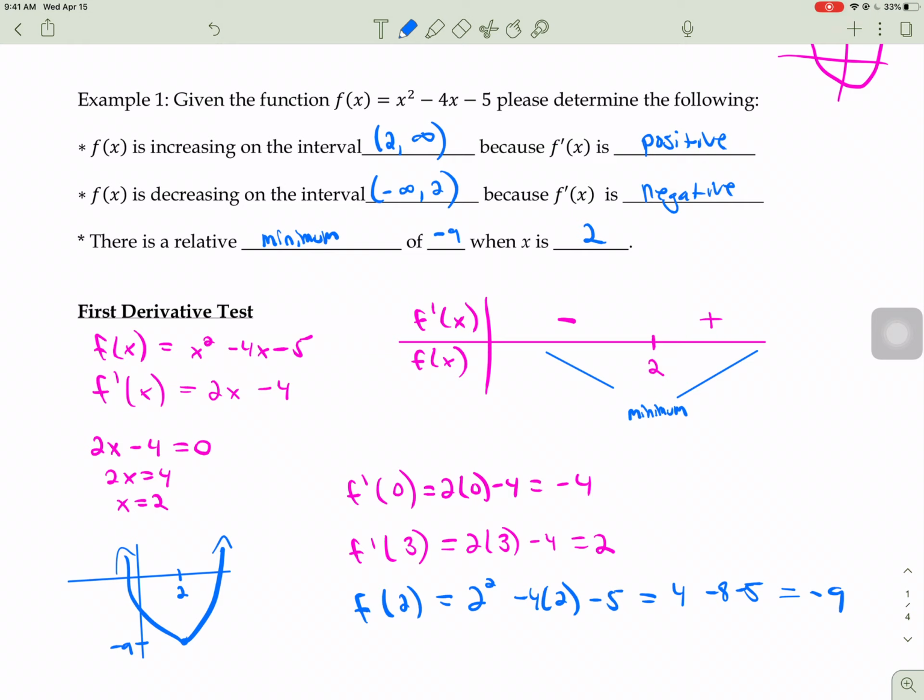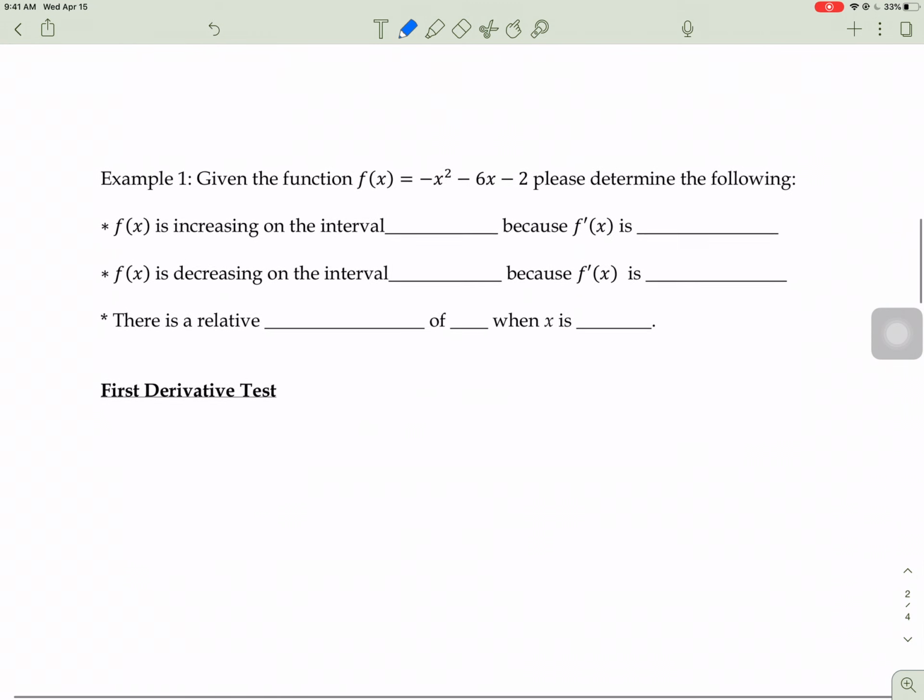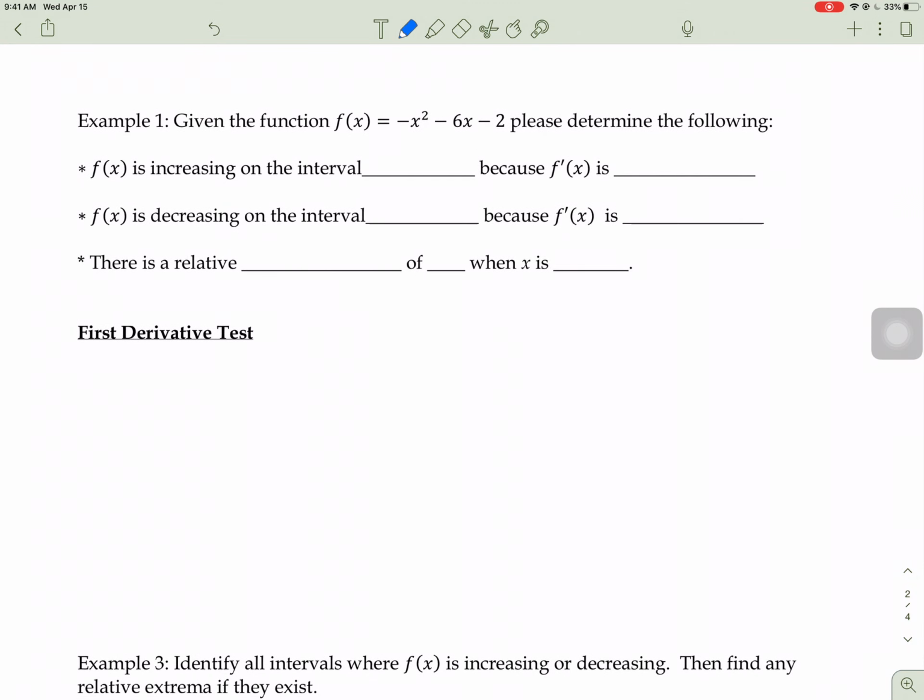Okay? So I'm going to do 2 more with you guys. All right, let's do another one. Example 1. Given the function f of x equals negative x squared minus 6x minus 2, please determine the following. Okay, so f of x is increasing and decreasing. We have to do the first derivative test. So f of x is negative x squared minus 6x minus 2. So f prime of x is negative 2x minus 6. And that means set that equal to 0. When is the derivative 0?